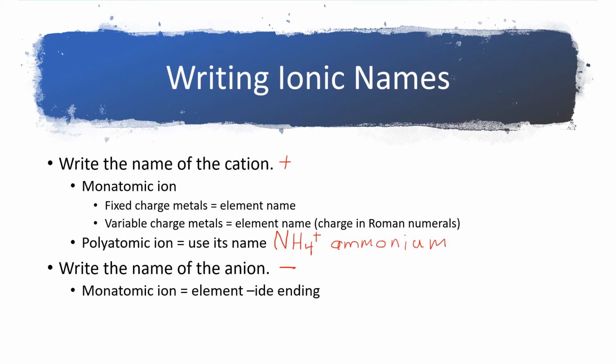Then once we've written down the name for the cation, all we have to do is write down the name for the anion. If it's a monatomic ion, we use the element name with the IDE ending. That's where oxygen becomes oxide, sulfur becomes sulfide, and these anions are going to be the ions formed by the nonmetals. If it's a polyatomic ion, we just use its name. So if the ion is NO3-, then we just call it nitrate.